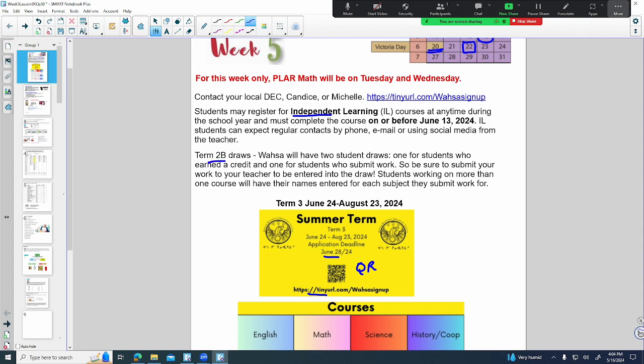Term 2B draws, that's still happening. We will have 2 student draws, one for students who earned a credit and one for students who submit work. So make sure you're submitting your work to your teacher so that we can enter you into the draw. Students working on more than one course will have their names entered for each subject that they submit work for.